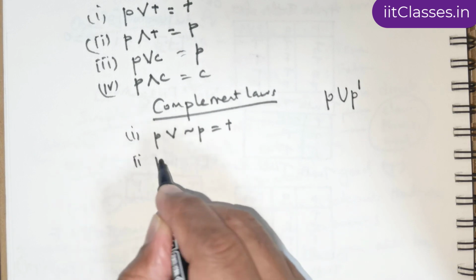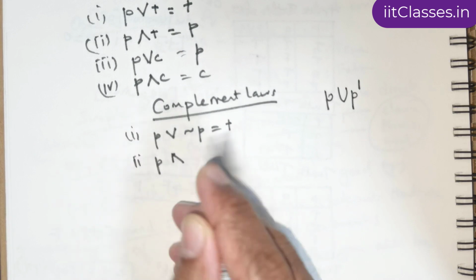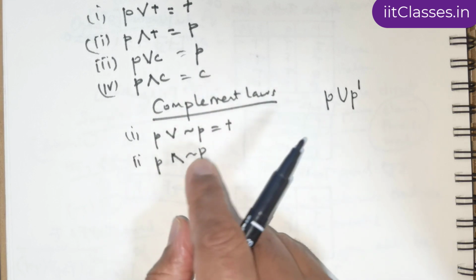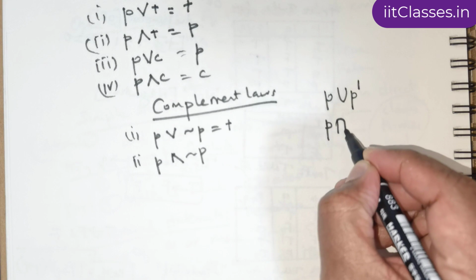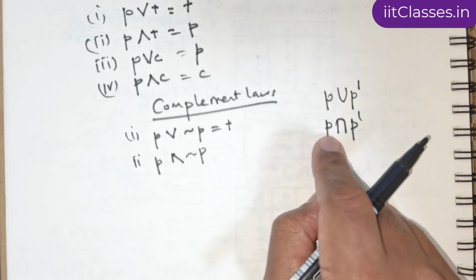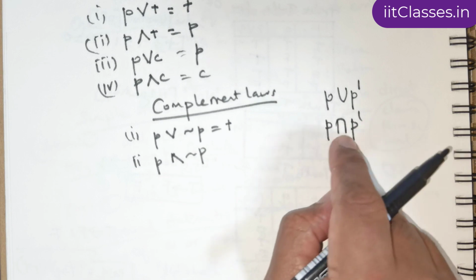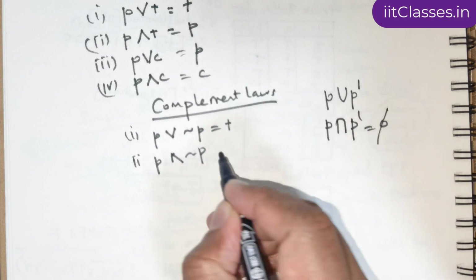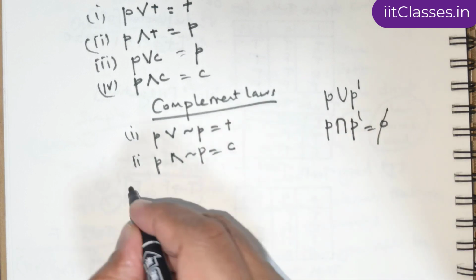Number 2, what happens when you perform a conjunction with the negation of P? This is nothing but P intersecting with P complement. This is the collection of all elements in P. This is the collection of all elements which are not in P. Will that have an intersection? The intersection is going to be empty.